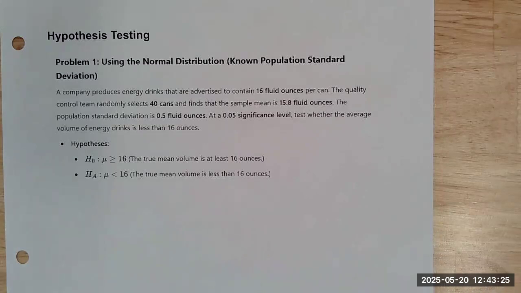At a 0.05 significance level, that's the same thing as saying a 95% confidence level if we were doing a confidence interval. But a 0.05 significance level is just telling you the alpha straight out. At a 0.05 significance level, test whether the average volume of energy drinks is less than 16 ounces. Significance level is your alpha. So what's our N in this problem?